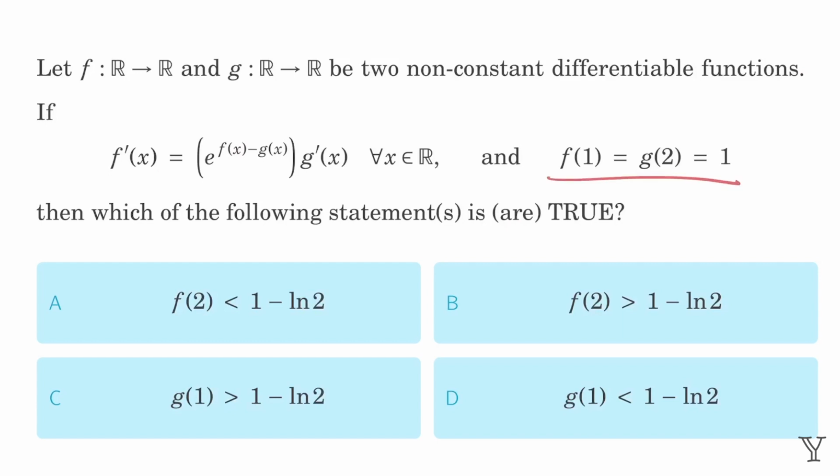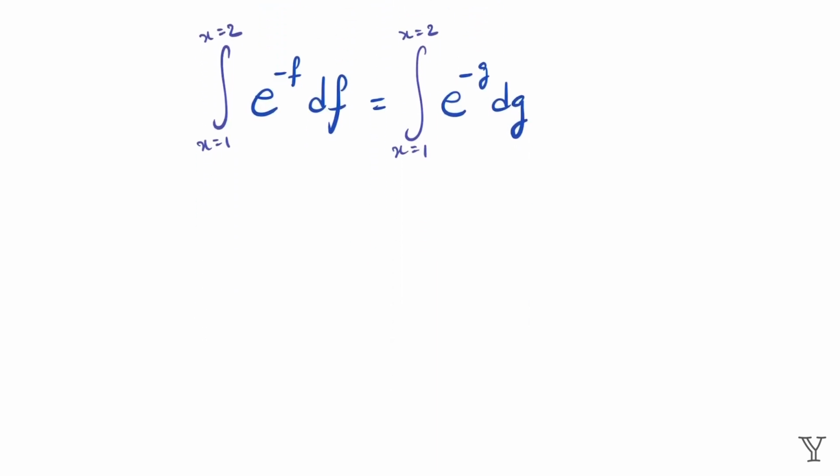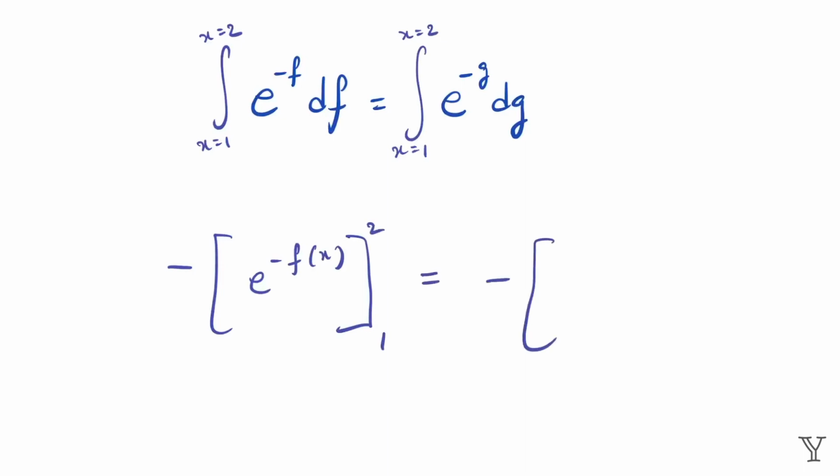We see that the problem works with f of 1, g of 1, f of 2 and g of 2. So it's quite obvious that the limits of our integration are going to be from 1 to 2. Let's evaluate the integrals. The integral of e to the negative u is simply the negative of e to the negative u. Notice, however, that we have brought back the f of x and g of x notations because now we're going to have to substitute the values of x.